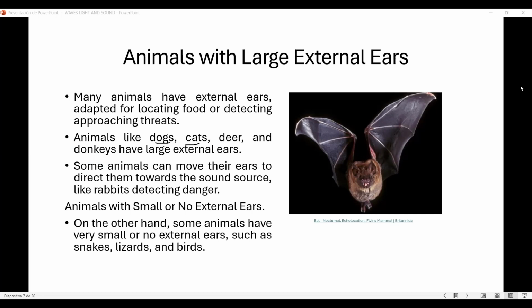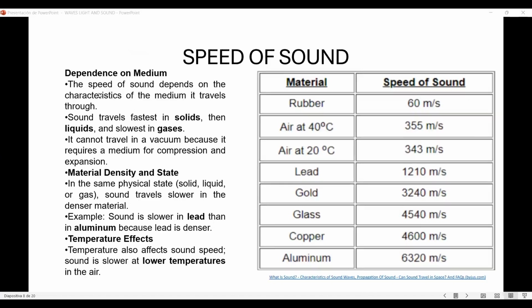Okay. There is another phenomenon that is present here. It's called echolocation, right? Animals like bats, for example, use their ears to echolocate by emitting sound waves that bounce off objects and are perceived by their ears. The speed of sound varies depending on the state of matter it travels through. For example, sound travels fastest in solids, then liquids, and slowest in gases.